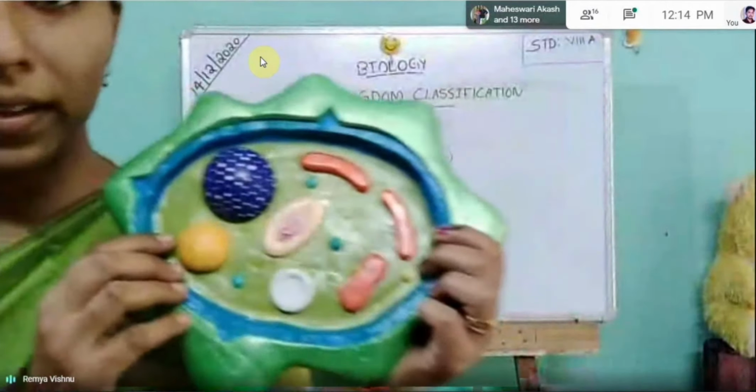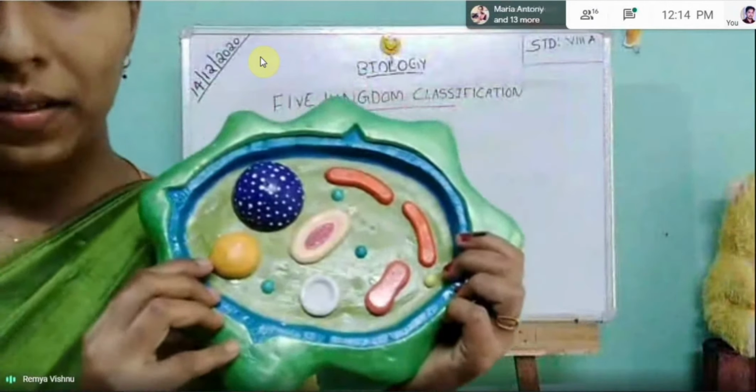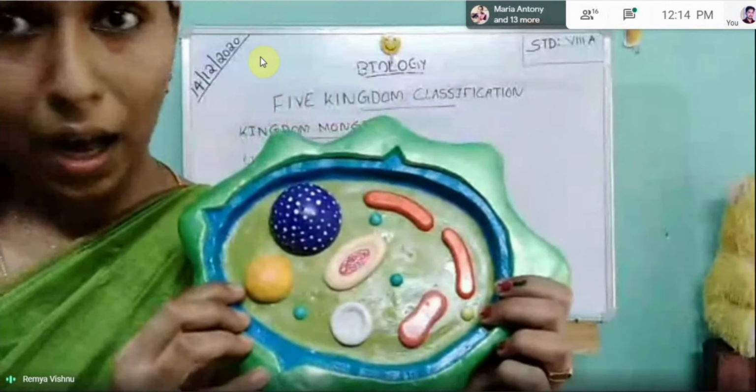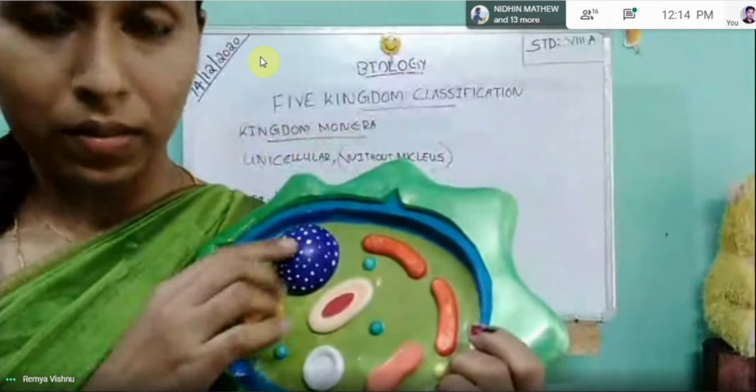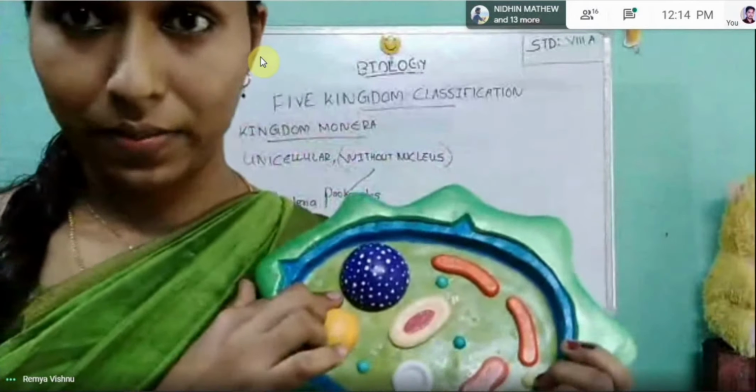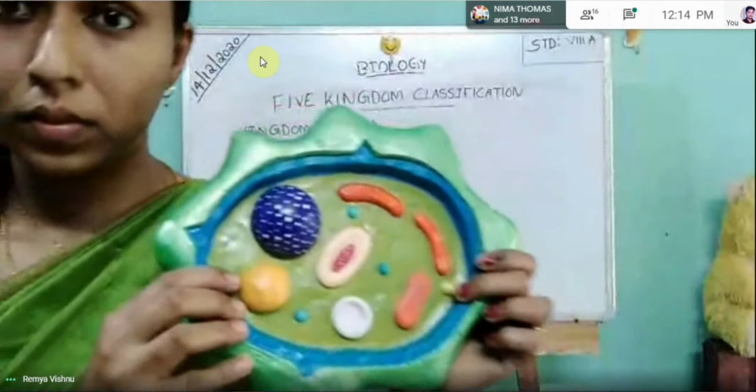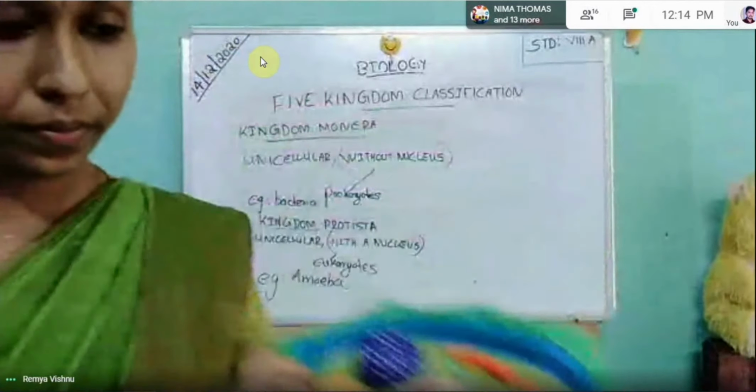Look at this model. This is the structure of amoeba. This is a unicellular organism and a nucleus is present. Are you clear? Okay.